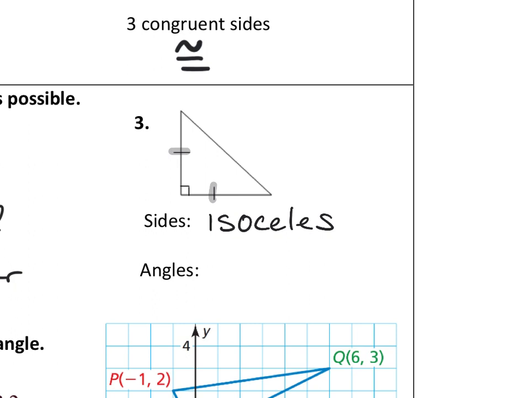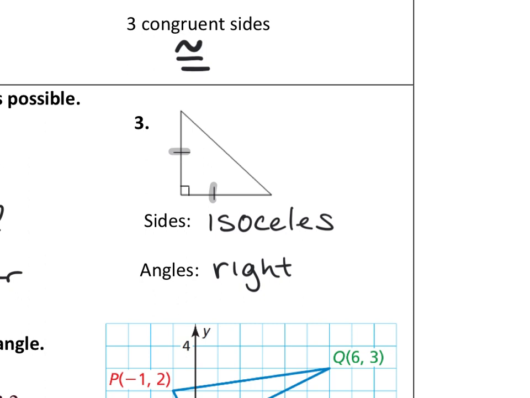If we're going to classify it by angles, what would we call this one? A right. Yeah, we see that right angle indicated by the box in the corner, so it is an isosceles right triangle. So when we classify these triangles, we're able to give it 2 adjectives, something to do with the side lengths, something to do with the angles.